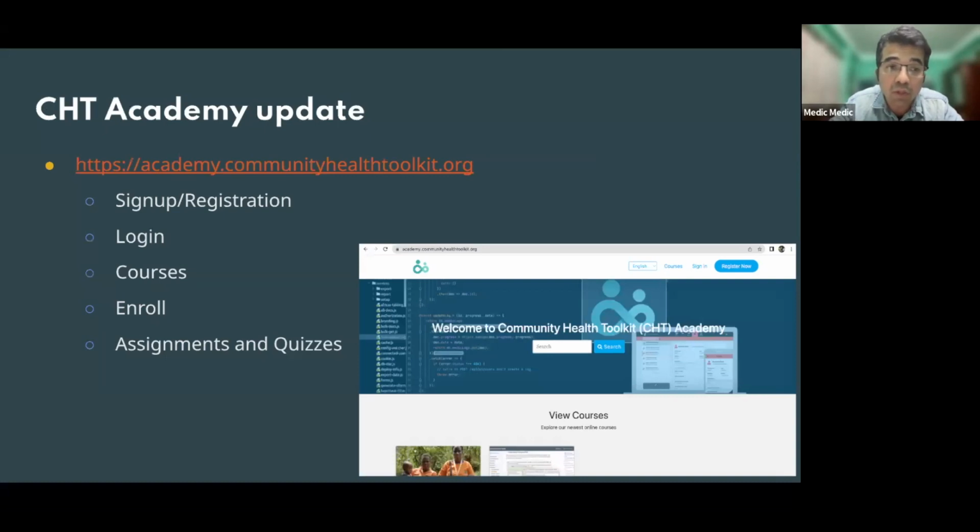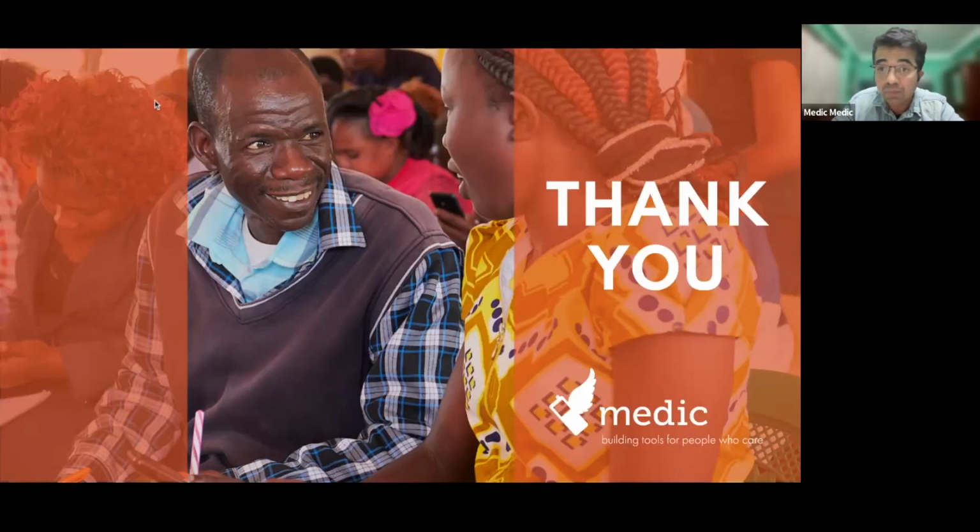And then after you log in, you can see the available courses. Right now we have 2 available courses. One is a high-level overview of the Community Health Toolkit itself, and the demo, and the other is more focused towards the technical side and helps on building the CHT application. You can enroll on these courses and then see the video tutorials we have, assignments and quizzes. We'd also love to hear any feedback that you have for the CHT Academy. So that's all I have.